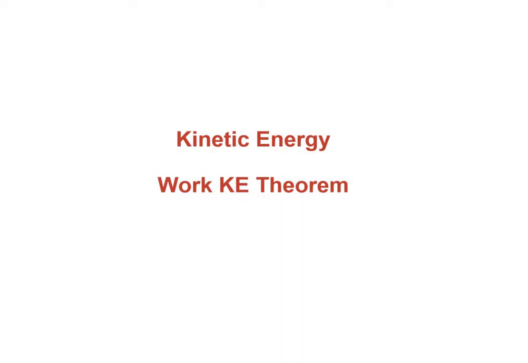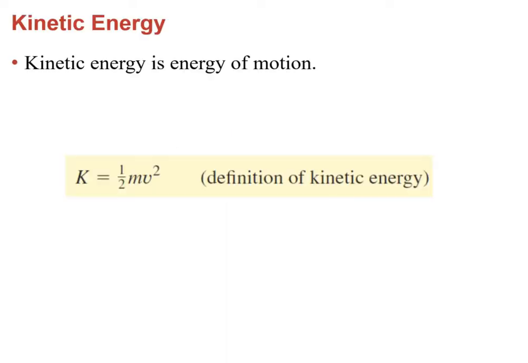Let's talk about kinetic energy and the work kinetic energy theorem. We've talked about kinetic energy. We've defined it previously also. Kinetic energy is the energy due to the motion of an object, and the equation for our discussion is always going to be half mv squared. Potential energy can be different equations depending on the force you're dealing with, but kinetic energy is always half mv squared. Again, it's the energy due to the motion of an object.